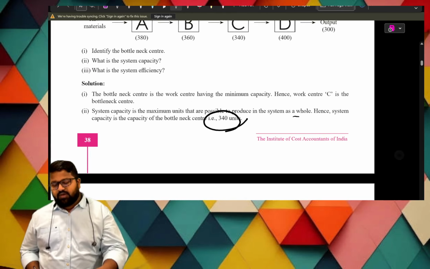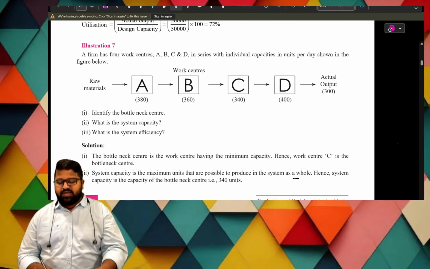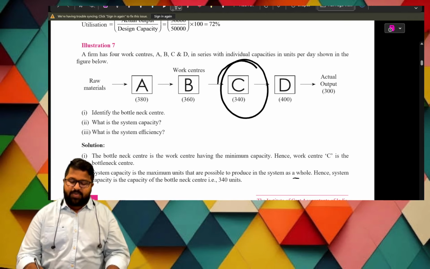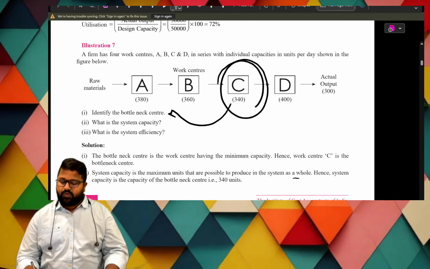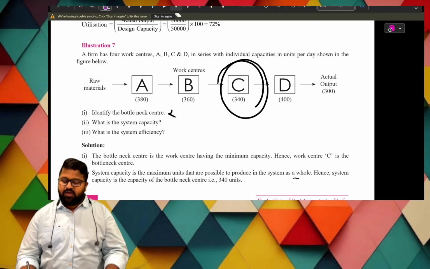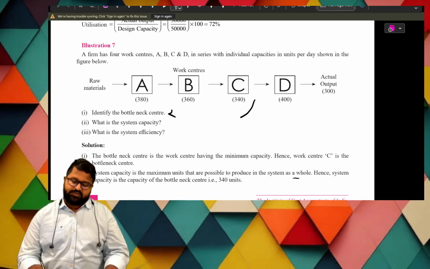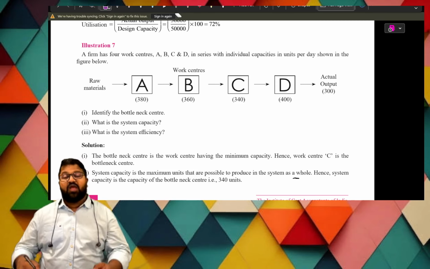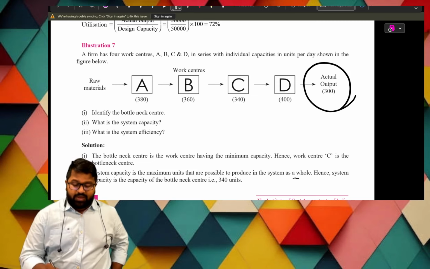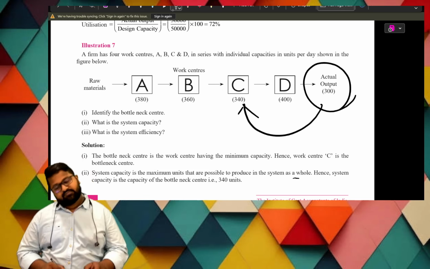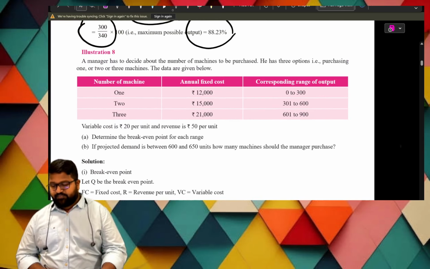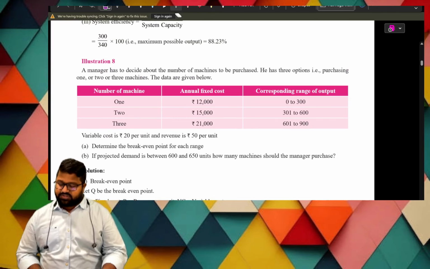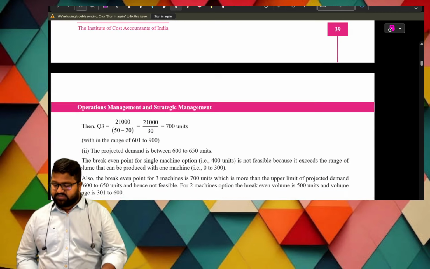Done with this problem. So what is the main point, buddy? The work center which has minimum capacity will be the bottleneck. And what is system capacity? How much we can produce. And efficiency is output by system capacity. Then next, these are very big questions, buddy. You can see such big questions.